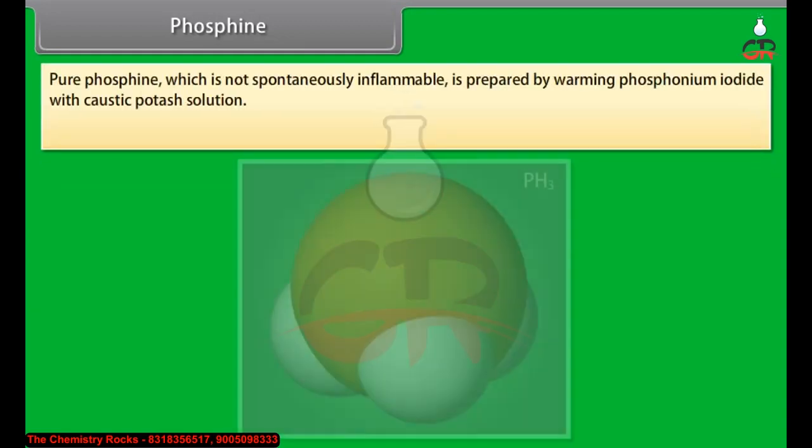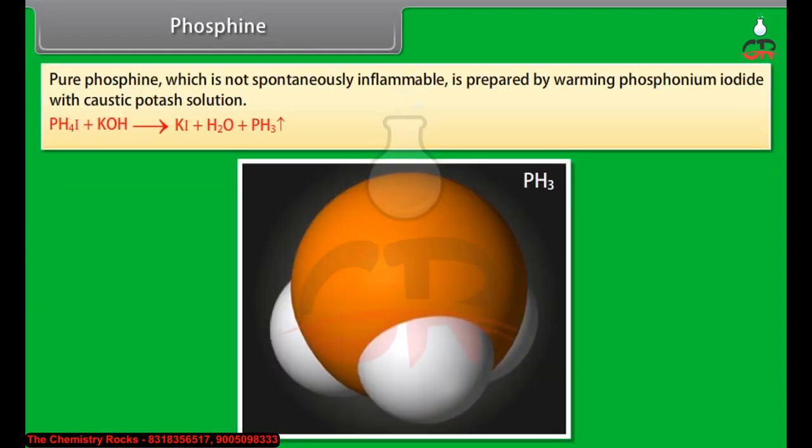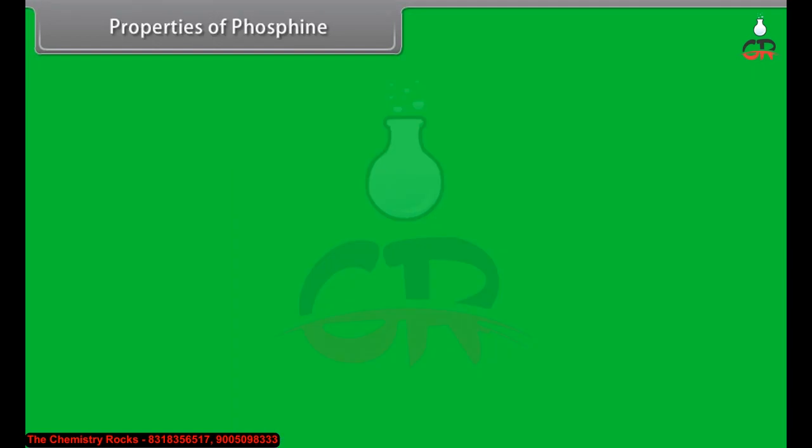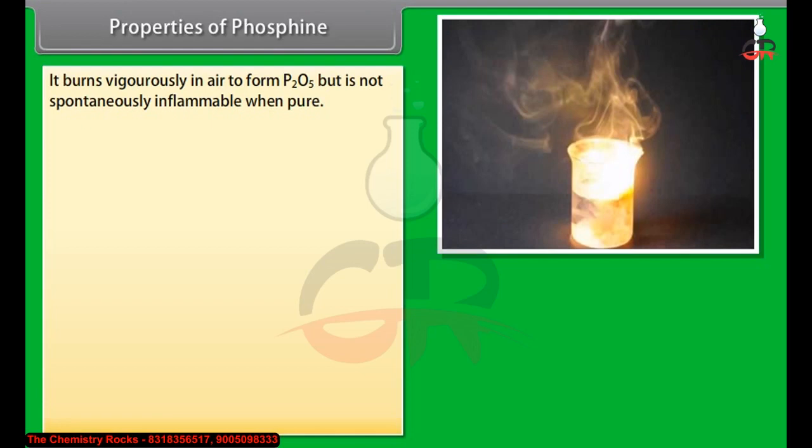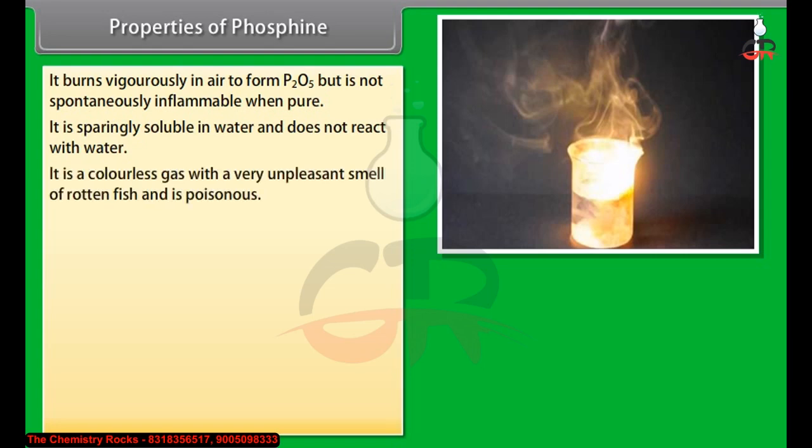Pure phosphine, which is not spontaneously inflammable, is prepared by warming phosphonium iodide with caustic potash solution. Properties of phosphine. It burns vigorously in air to form P2O5 but is not spontaneously inflammable when pure. It is sparingly soluble in water and does not react with water. It is a colorless gas with a very unpleasant smell of rotten fish and is poisonous.